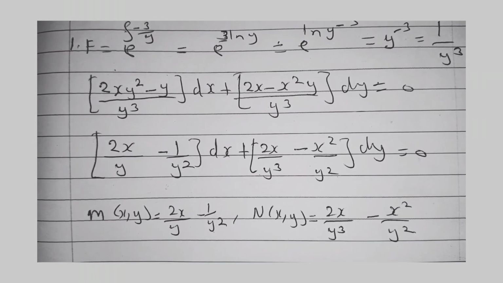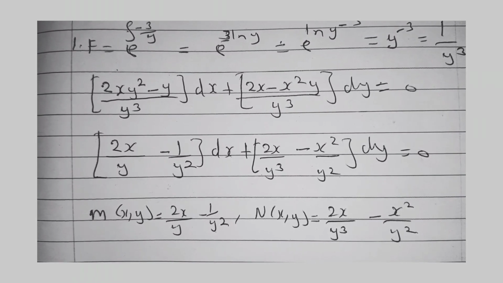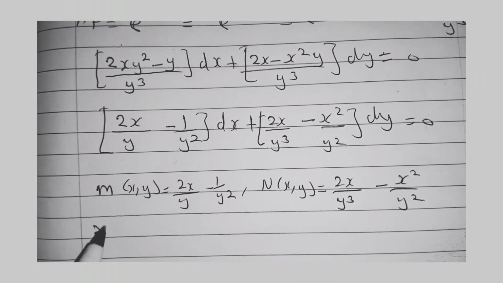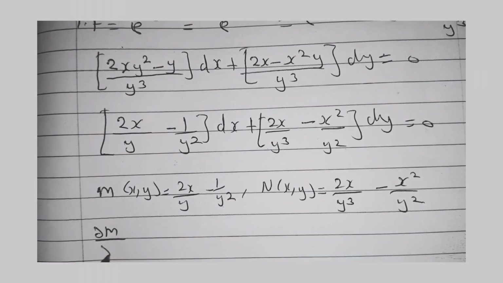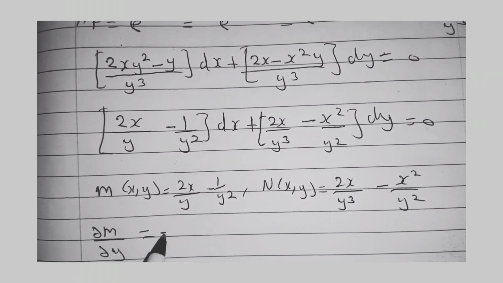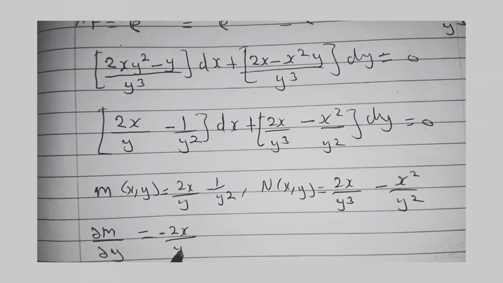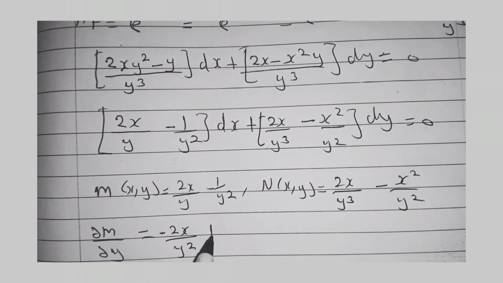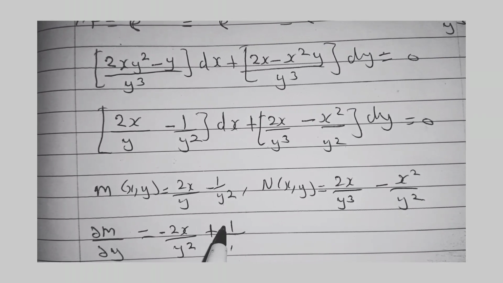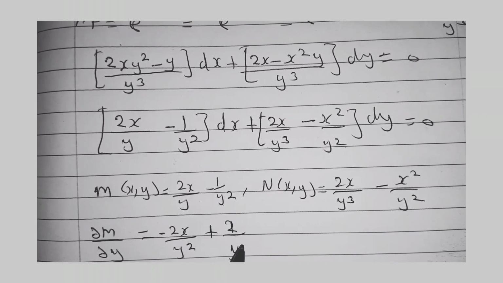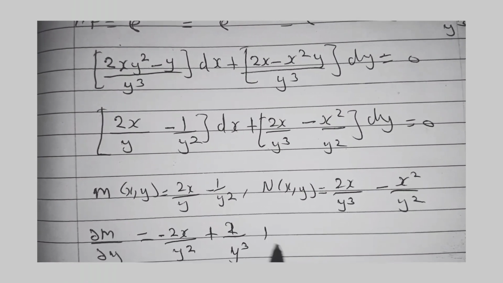So that is what we have. So the next thing now, we get our partial of m with respect to y, which is equal to, when you differentiate this, we are going to get negative 2x over y squared. When you differentiate that, that is what you are going to obtain here, plus 1 over, so there will be 2 because of this 2. Negative 1 negative will give you positive over y cubic.